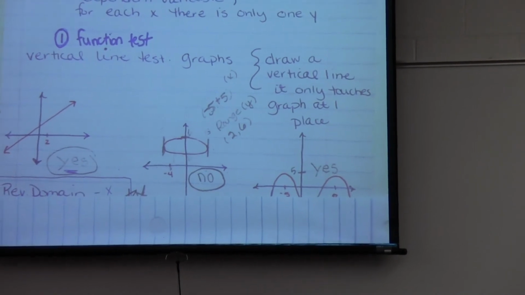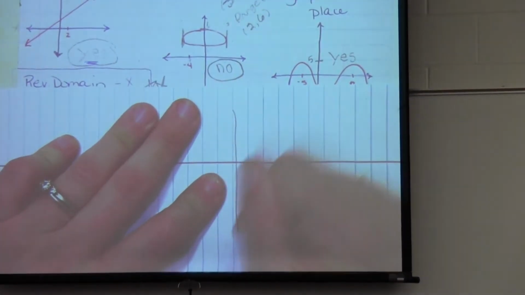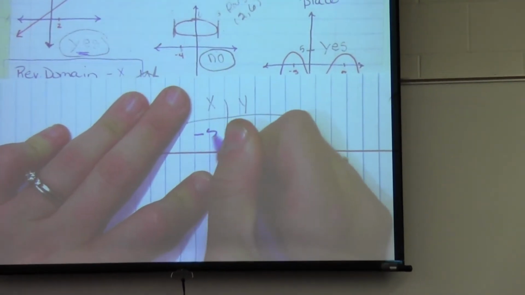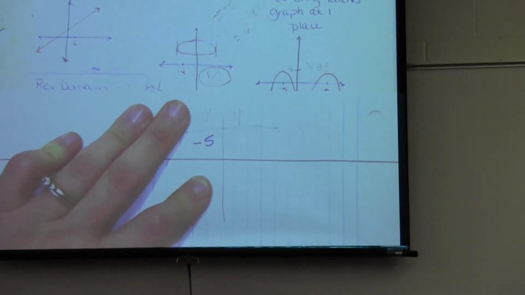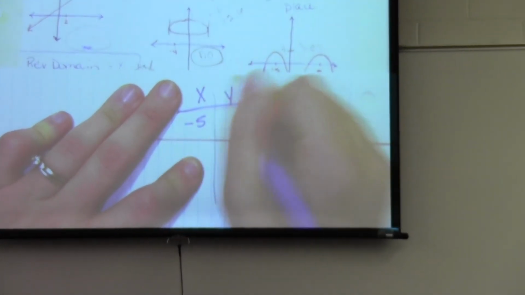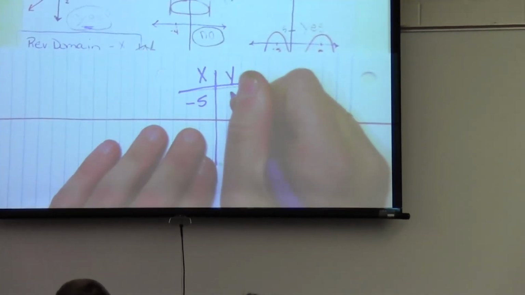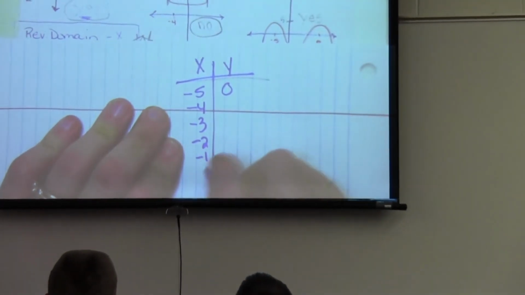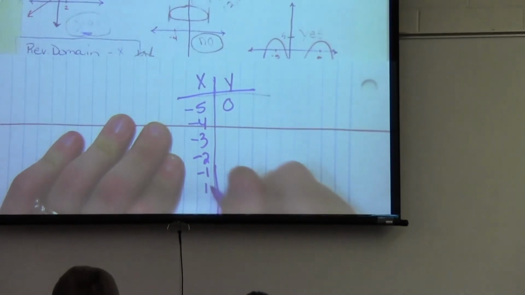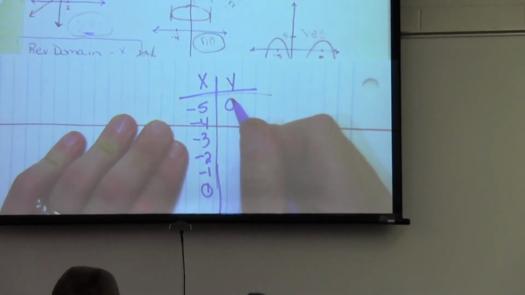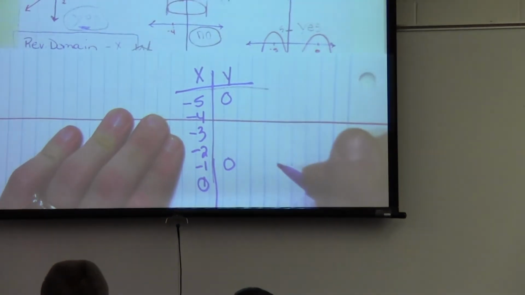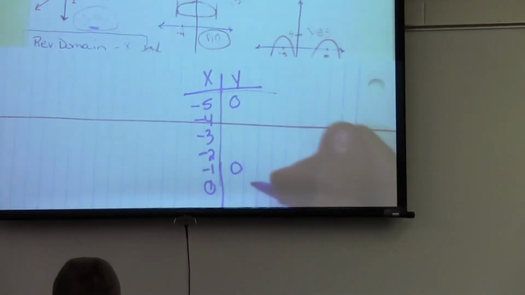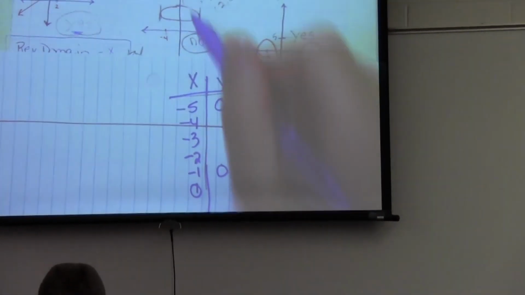Same thing if I'm looking at my table on my calculator, on my XY chart. Let me zoom out for you a little bit. If I had x is -5 and y is 0, and -4, -3, -2, -1, and so on, and at any time y equals 0 again, it is not a function because it crosses that twice. So you can look at the graph or you could look at a chart.